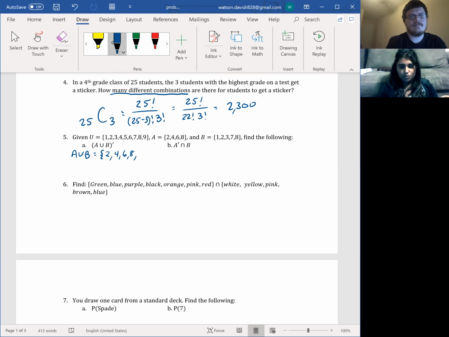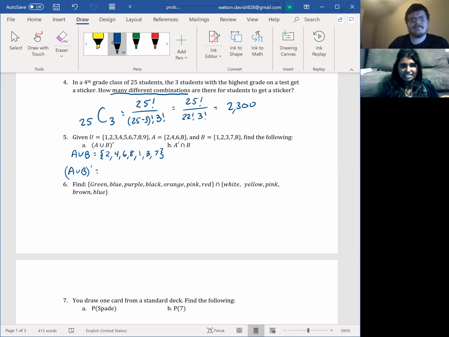And B, we're not going to repeat. So there's 1. There's already a 2 in our list, so we're not going to repeat that. Kind of like making a grocery list. You're not going to keep repeating. There's 3 and 7. And then 8 again is already in our list. All right, these are all the numbers you're not going to include in your universe.